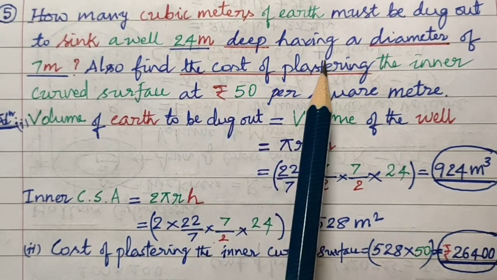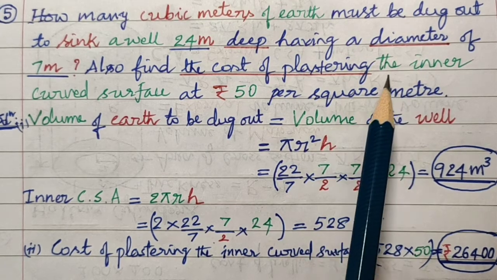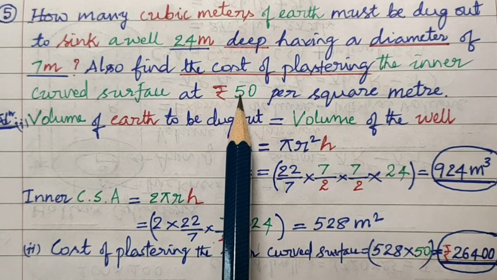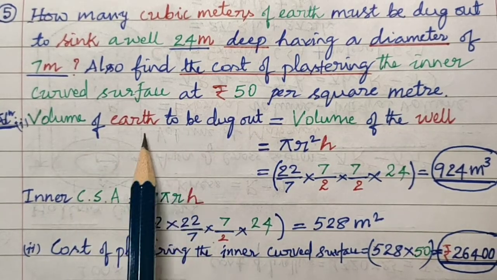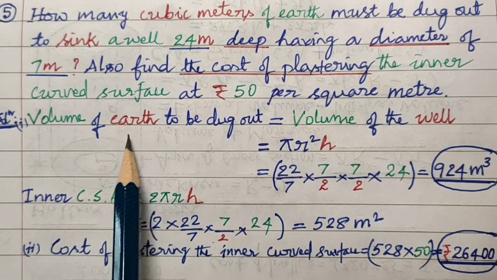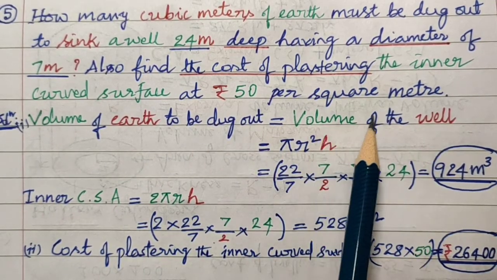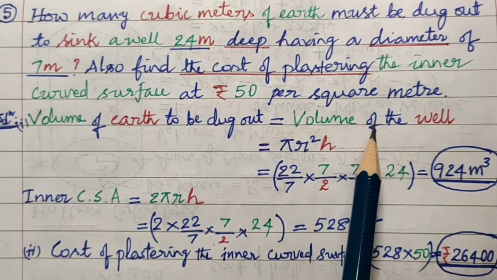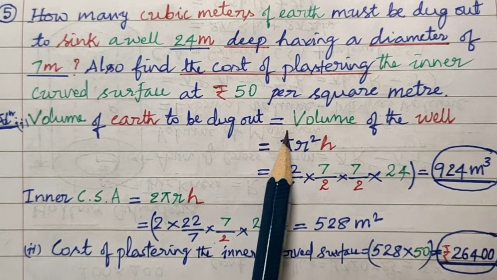Then after we dig the well, we need to plaster. So the cost of plaster is given as 50 per square meter. The volume of the earth to be dug out is the volume of the well, because so much mud we are going to take out from the well to make it a well. So these two are equal. Volume of earth to be dug out is equal to volume of well.